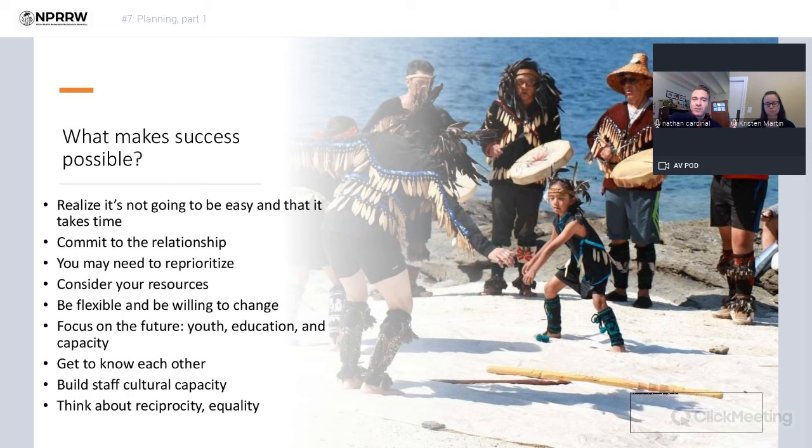We found as well that what's really effective is focusing on the future and thinking about youth and education and connection to elders, which in the past has been really, really important for many of the nations and the communities we've worked with. And being able to think in a frame of reciprocity and equality has been really important as well, to think about moving beyond transactional relationships and really thinking about stewardship partnerships.